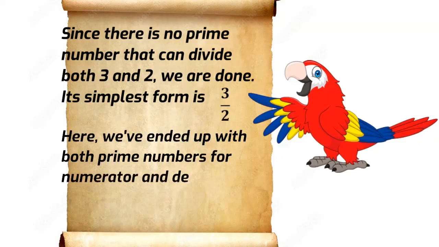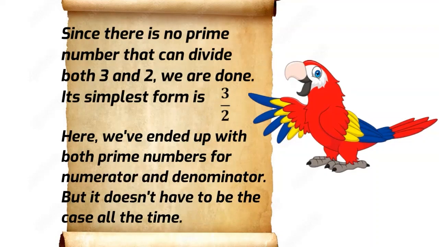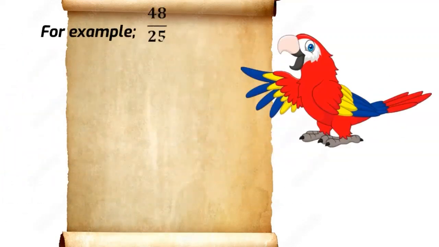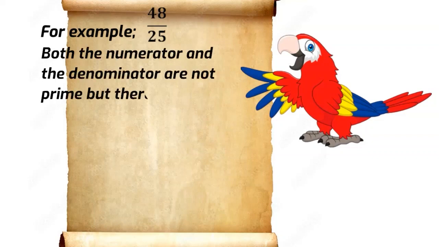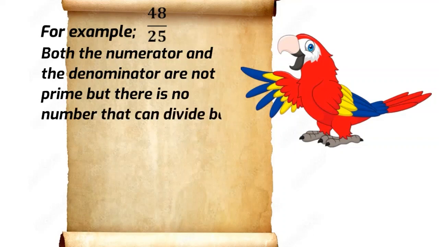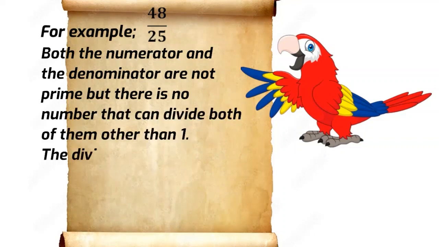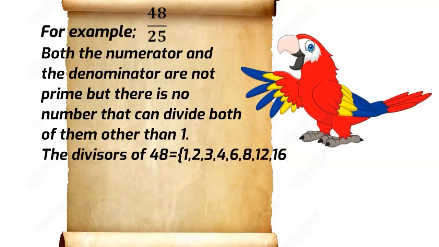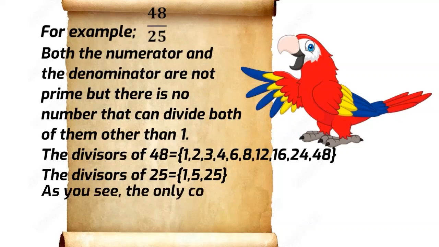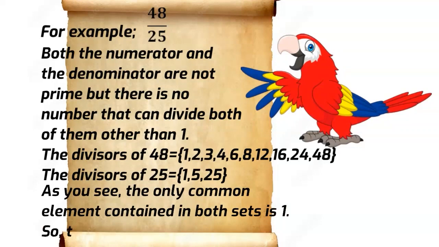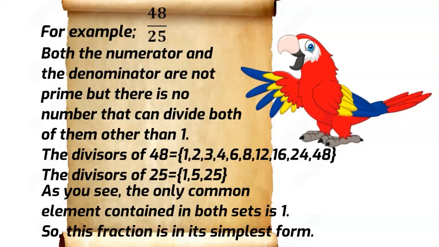Here, we've ended up with prime numbers for both numerator and denominator. But it doesn't have to be the case all the time. For example, 48/25. Both the numerator and the denominator are not prime, but there is no number that can divide both of them other than 1. The divisors of 48 are 1, 2, 3, 4, 6, 8, 12, 16, 24, 48. The divisors of 25 are 1, 5, 25. As you see, the only common element contained in both sets is 1. So, this fraction is in its simplest form.